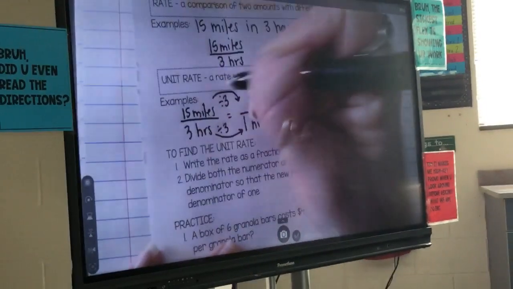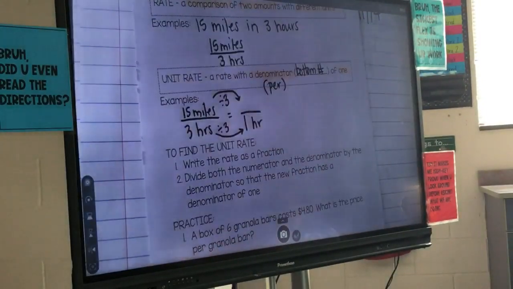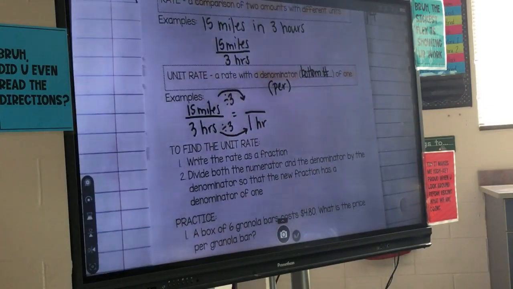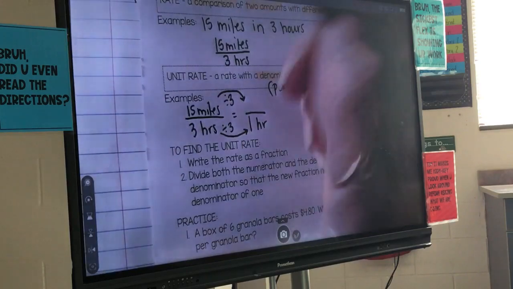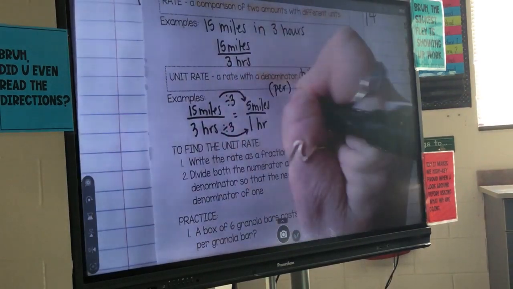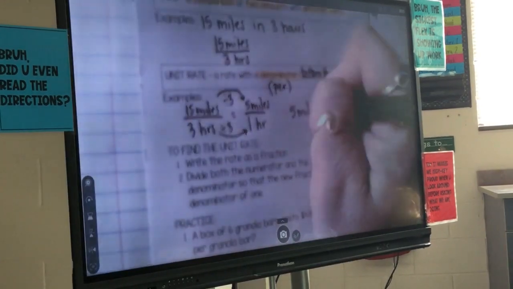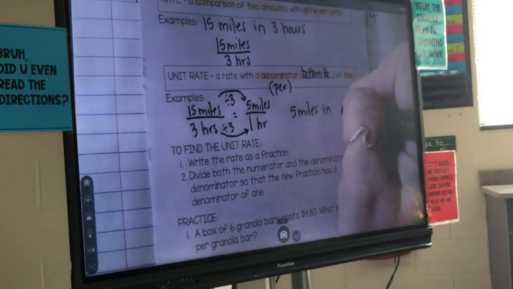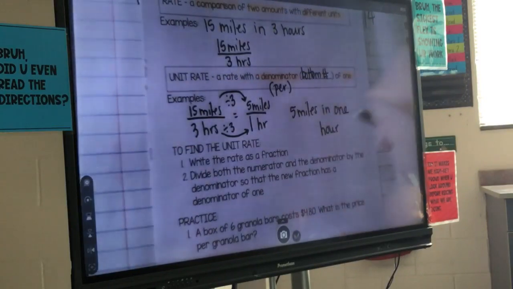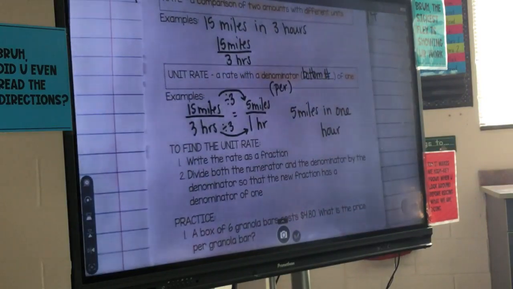Okay, so 15 divided by 3, that's one that you can do in your head. You don't necessarily have to show your work for that. So what is 15 divided by 3? Angel? 5. So our answer would be 5 miles in 1 hour. Or you could say 5 miles per hour. It's the same thing.